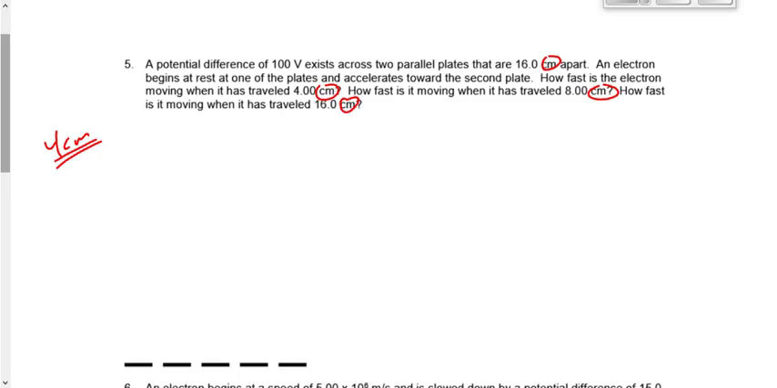The electron accelerates toward the second plate. The electron is speeding up. That's like a car doing what? Car going down a hill. And when a car is going down a hill, we say EI is equal to EF.